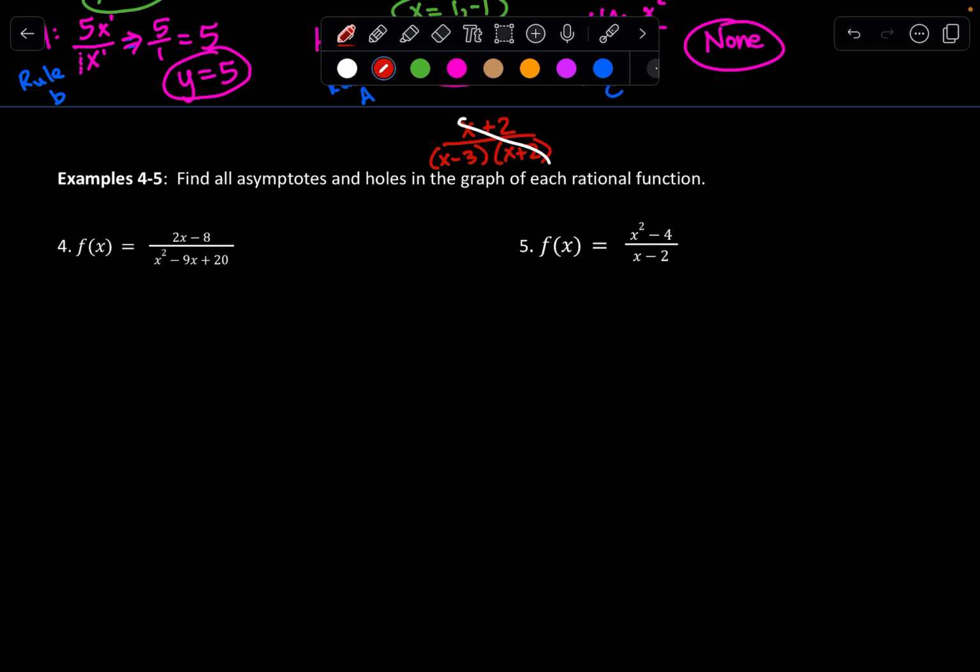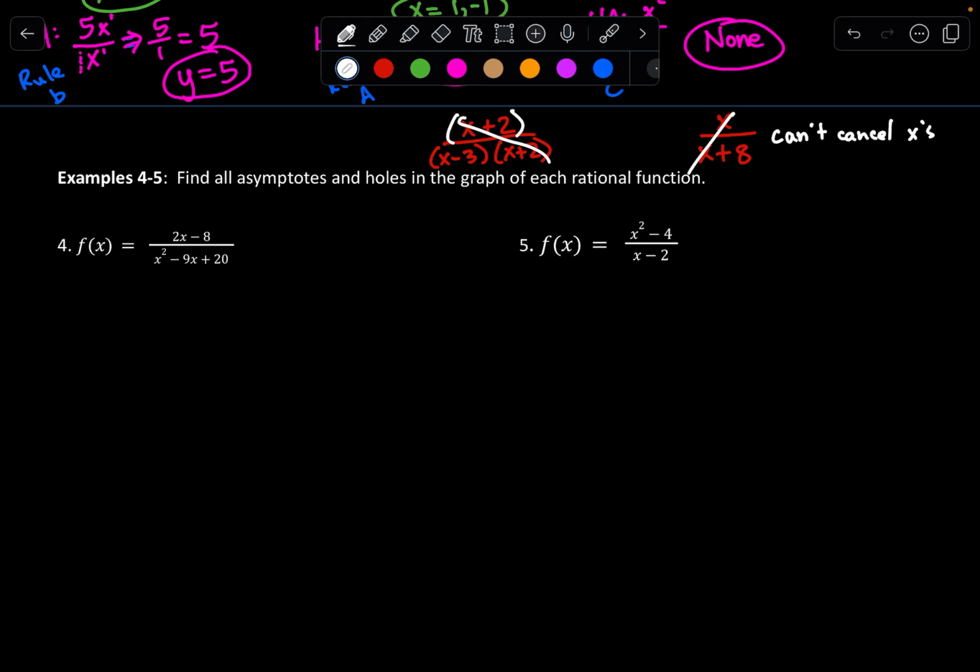One thing, just to make sure you guys remember, is if you have something like this, you can't cancel those x's. One of my teachers always said, if it's a butt, don't touch it. So it kind of looks like a butt because there's 2 in the bottom. I don't know. But you can't cancel x's like this. It has to be whole chunks like in that first one.